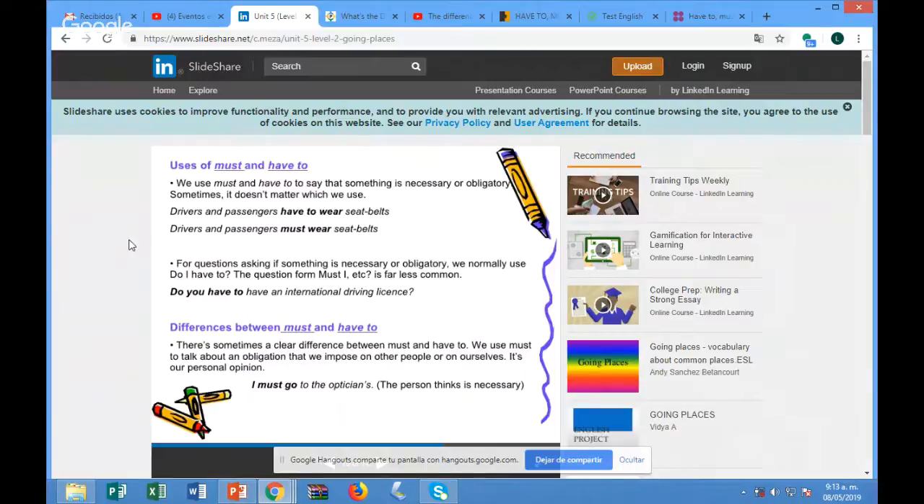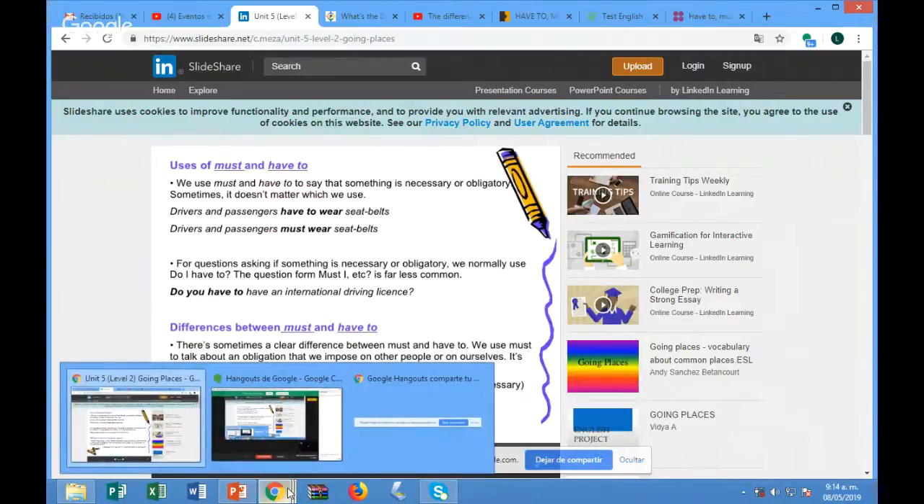Difference between must and have to. There is a clear difference between must and have to. We use must to talk about an obligation that we impose on other persons or on ourselves. It's our personal opinion. I must go to the optician. The person thinks it is necessary.